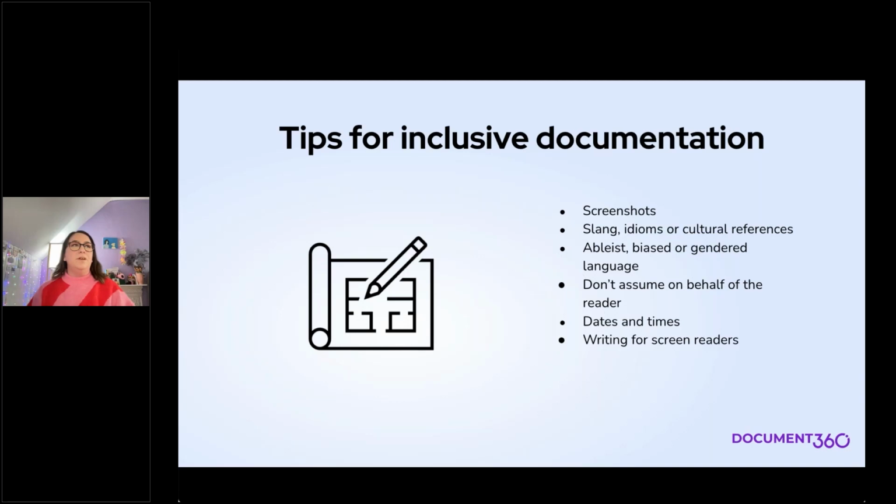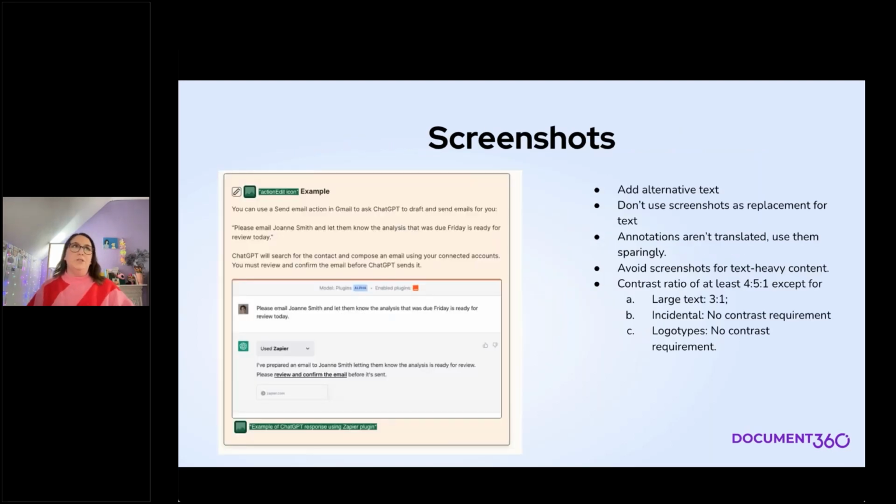So let's talk about some tips on how to apply inclusive documentation to any of your existing style guidelines and some best practices. Just want to note some of these tips I'm going to walk through aren't necessarily limited to documentation. They can be applied to other areas of writing and also communication as well. So let's kick off with screenshots. So let's walk through some best practices.